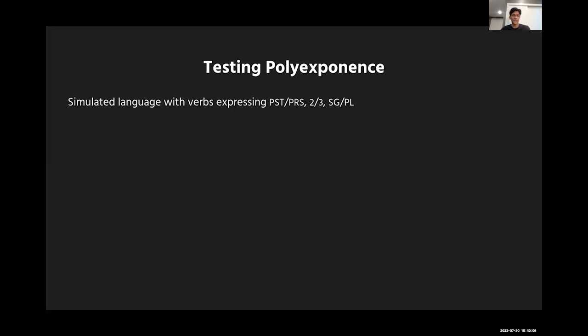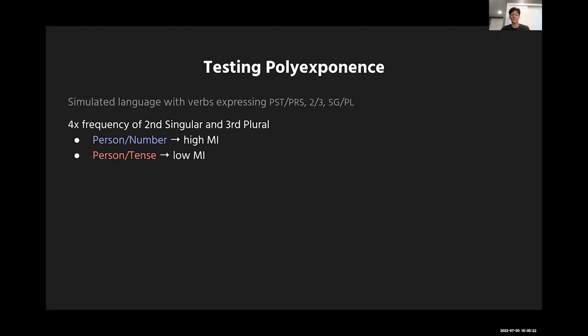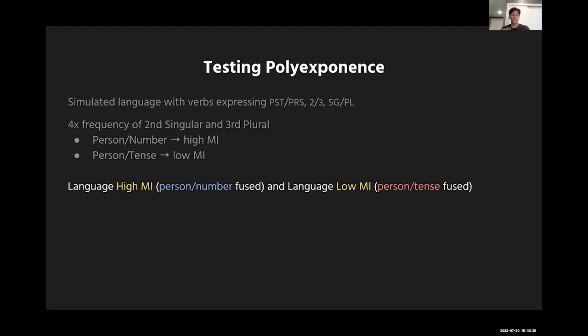And so to test this, we simulated a language with verbs expressing 3 different binary features. We arbitrarily assigned 4 times frequency for the second singular and third plural, which essentially introduces non-trivial mutual information, which can allow us to make actual distinctions. What this leads to is that person and number have high MI and person and tense have low MI with respect to one another. And so we can generate 2 different languages. In the high MI language, we're going to be fusing person and number. And in the low MI language, we're going to be fusing person and tense. And these are all artificial languages.